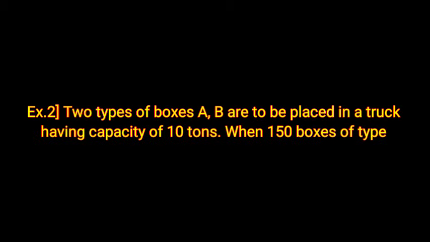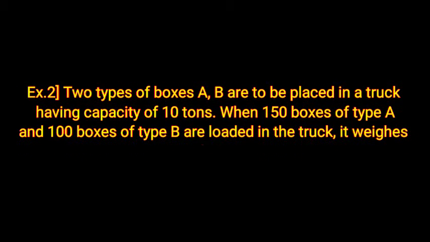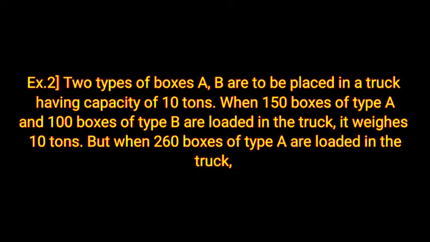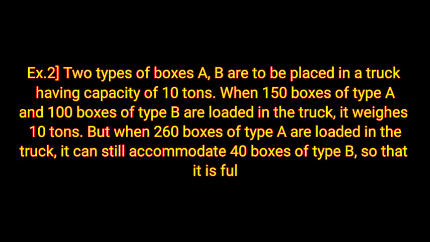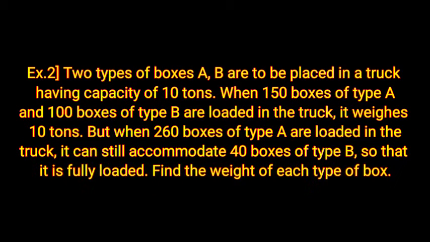Two types of boxes A, B are to be placed in a truck having capacity of 10 tons. When 150 boxes of type A and 100 boxes of type B are loaded in the truck, it weighs 10 tons. But when 260 boxes of type A are loaded in the truck, it can still accommodate 40 boxes of type B so that it is fully loaded. Find the weight of each type of box.